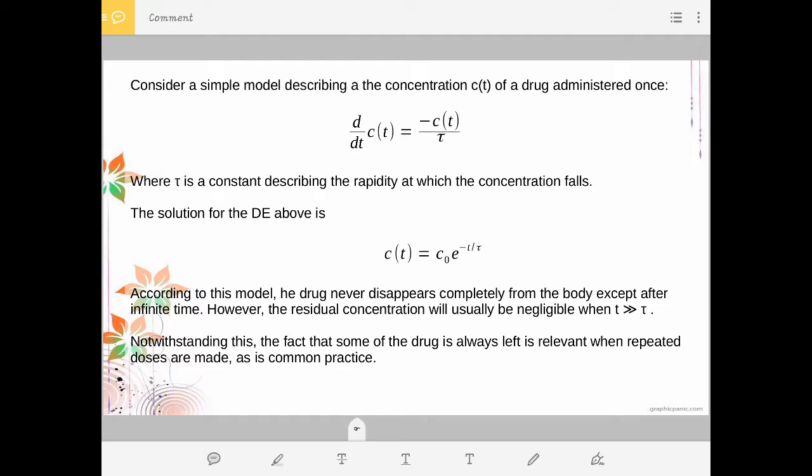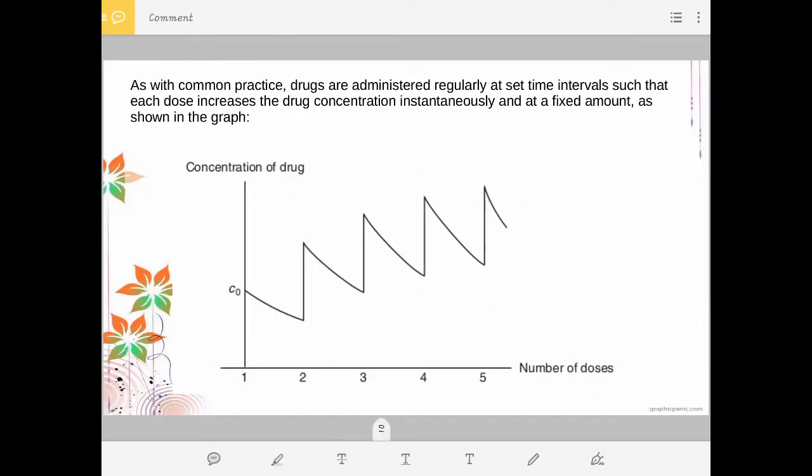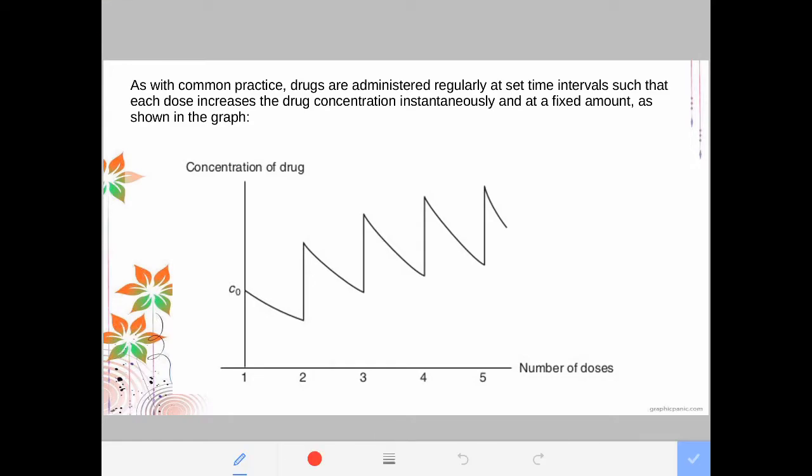Actually, it's critical to do the repetitions at regular time intervals, and these types of models are very important in those dosage applications. So in common practice, drugs are administered regularly at set time intervals such that each dose increases the drug concentration instantaneously and in a fixed amount. So here you have your dosage numbers, and this is the initial concentration of the drug. The concentration of the drug in your bloodstream, after the first dose, or even from the residual concentration if the drug was administered before, of course goes down over time.